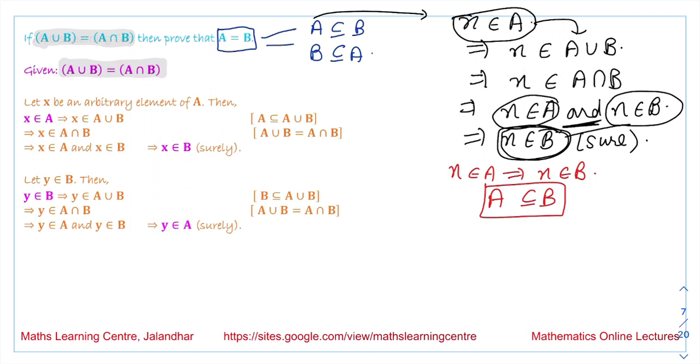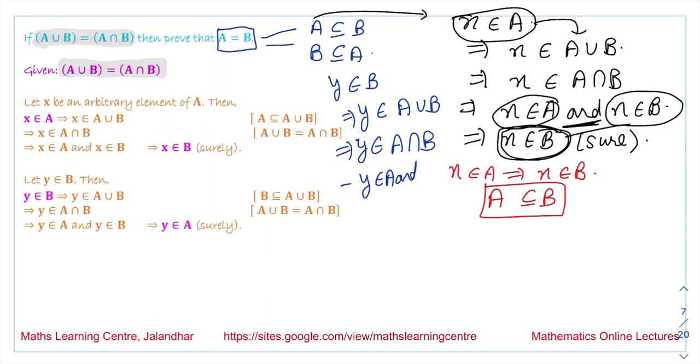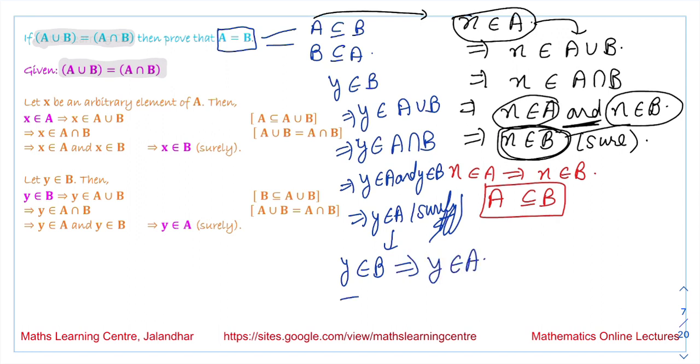Second, suppose there is an element y that belongs to B. So y belongs to A union B. It means y belongs to A intersection B. It means y belongs to A and y belongs to B, so surely y belongs to A. From this result we get that y belongs to B implies y belongs to A, and this implies that B is a subset of A.